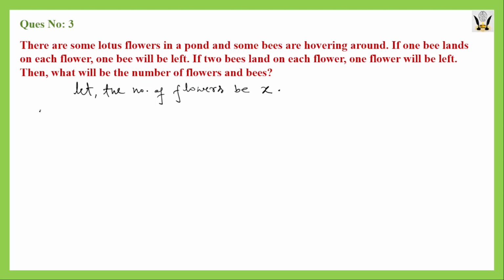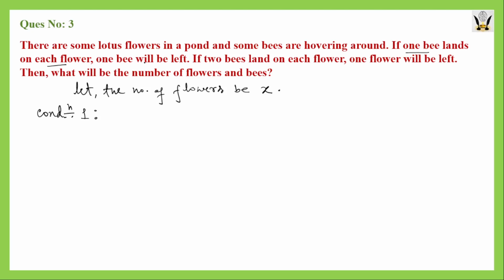Now if we look at the first condition, it is given that if one bee lands on each flower, then one bee will be left. That means if there is 1-to-1 landing, means each bee is landing on each flower, then one bee will be left, means one bee will be extra.